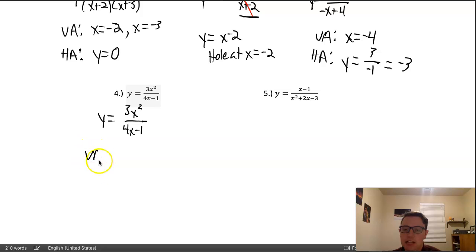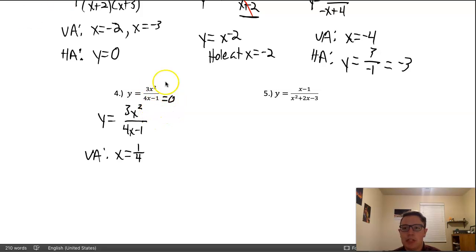Now what about vertical asymptotes? Where's the vertical asymptote going to be? Vertical asymptote causes the denominator to equal 0. So that's going to be at x is equal to 1/4. Substitute in 1/4 into the denominator, and we get that the denominator is equal to 0. How do we find it's 1/4? Well, we can set 4x minus 1 equal to 0, and then figure out what x causes that to equal 0.